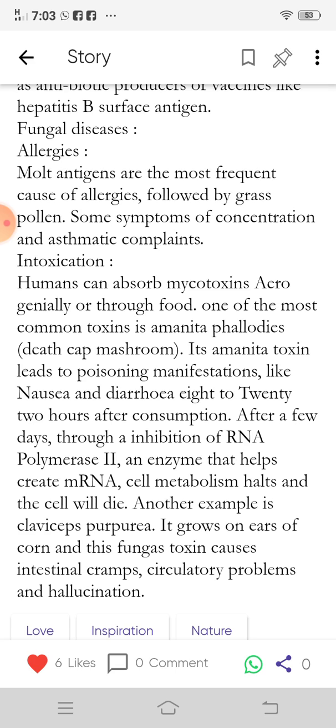Another example is Claviceps purpurea. It grows on ears of corn, and the fungus toxin causes intestinal cramps, circulatory problems, and hallucination.